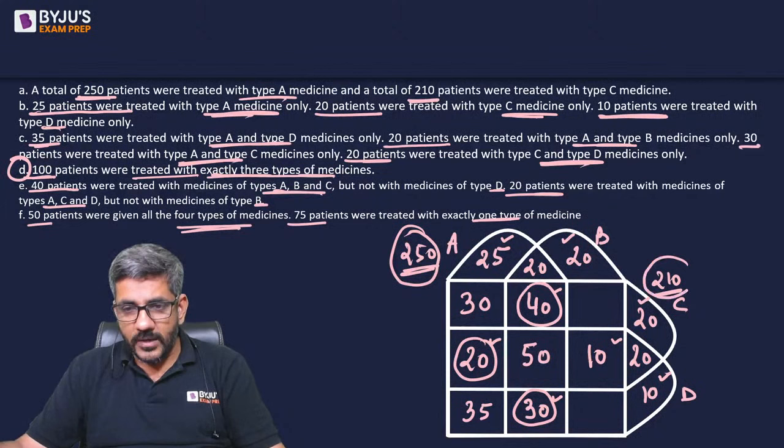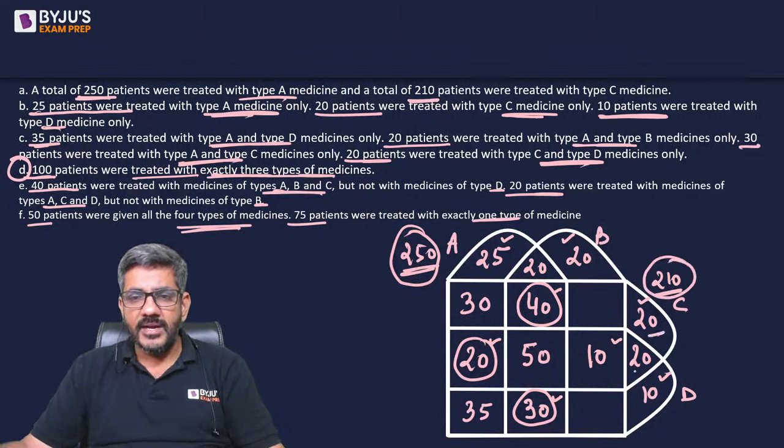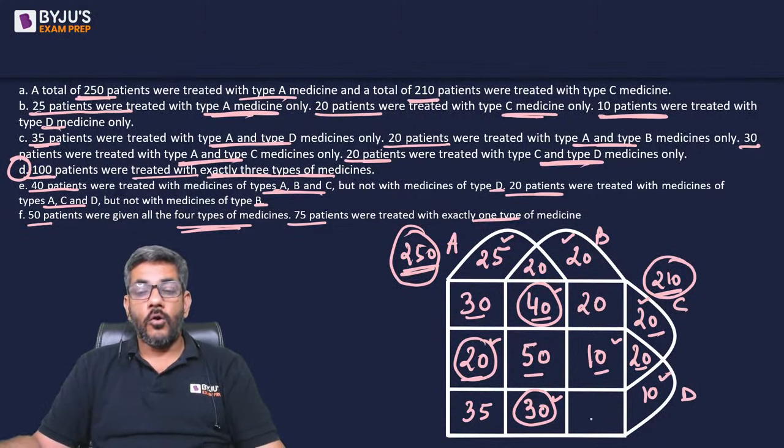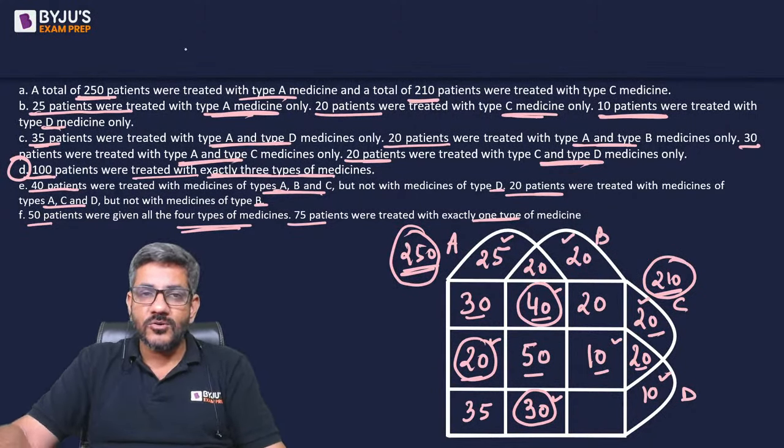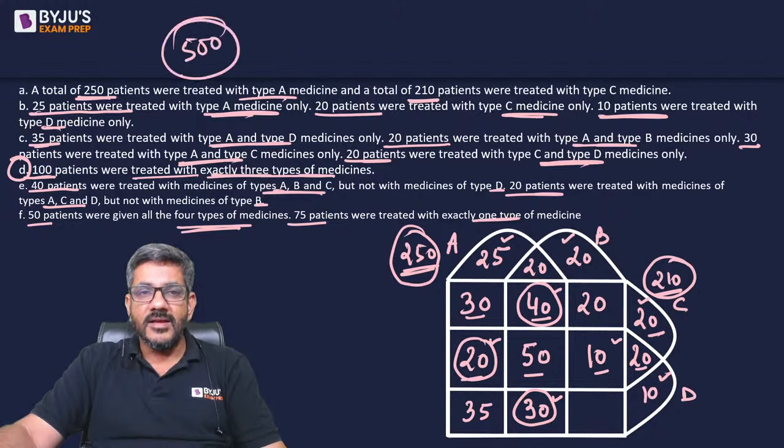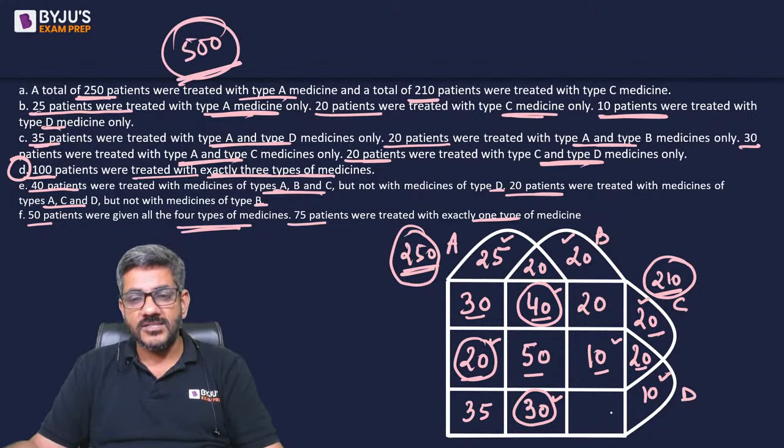Now let's use this 210. 210 में से 20, 20, 40, 50, 100, 120, 150 और 40, 190 निकाल देंगे. We will get this area which is 20. Only one area is remaining. ये कैसे मिलेगा? Total patients तो हमें पता ही है ना, total पहले से कितने हैं? 500. If 500 is the total number of patients, let's find out this area now.